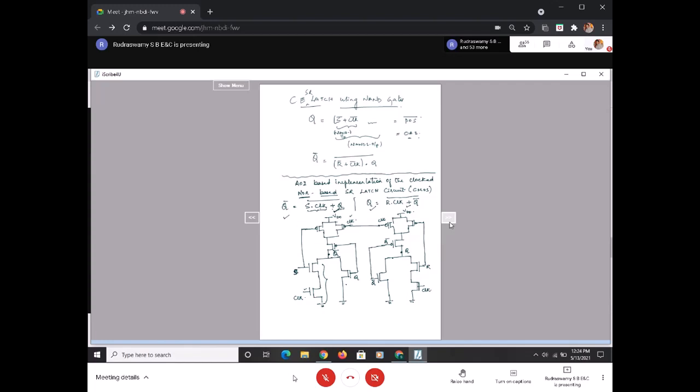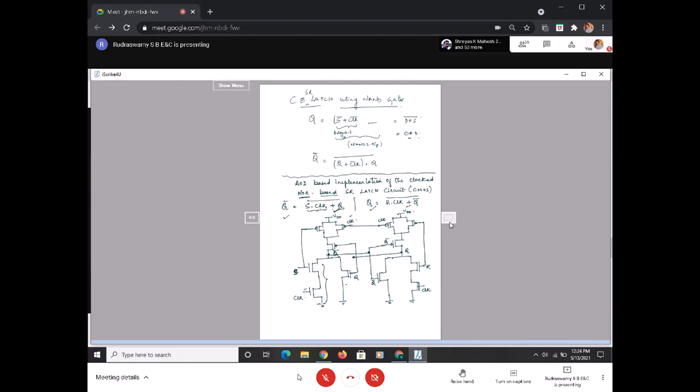Is it done? Is the structure done for the AOI based implementation of the clocked NOR based SR latch circuit? Anything left? Is it done? Yeah, Q bar and Q should be connected. So Q bar should be connected to this, and Q should be connected to this.